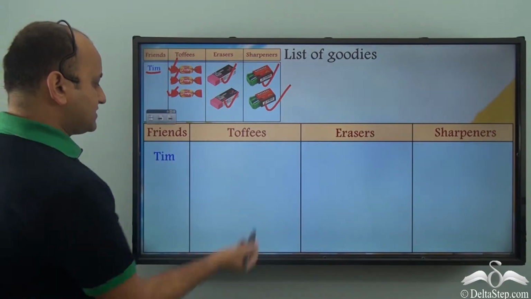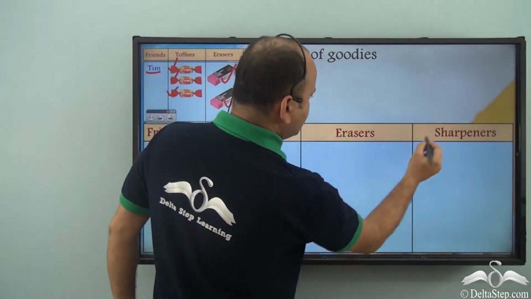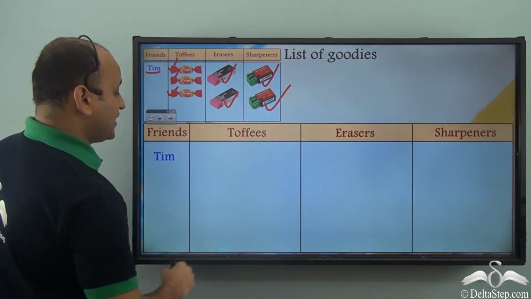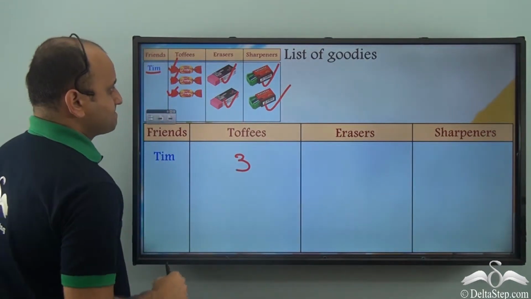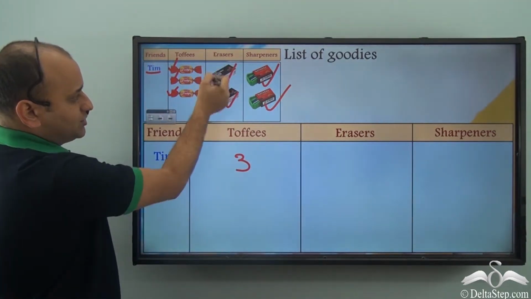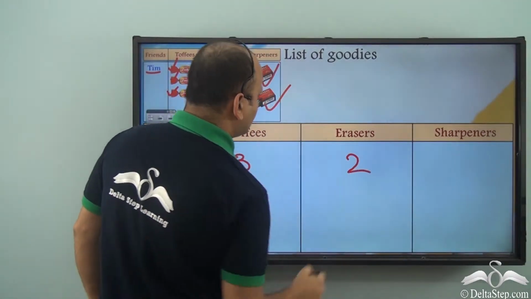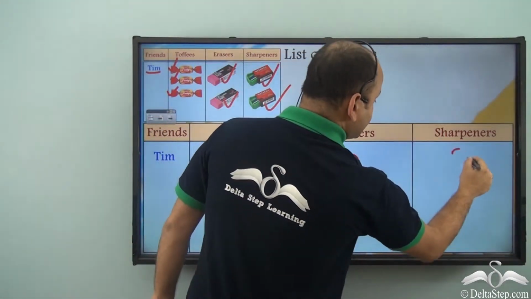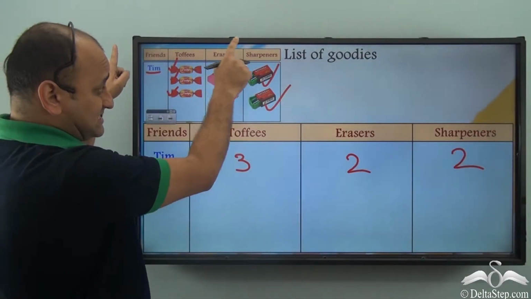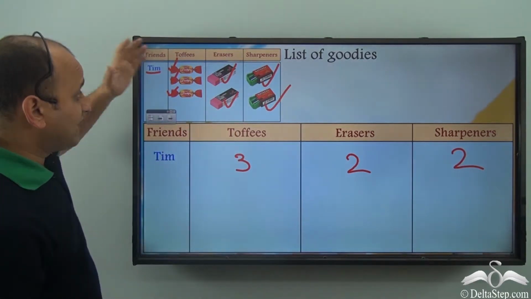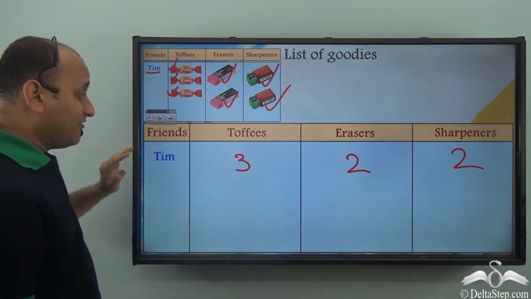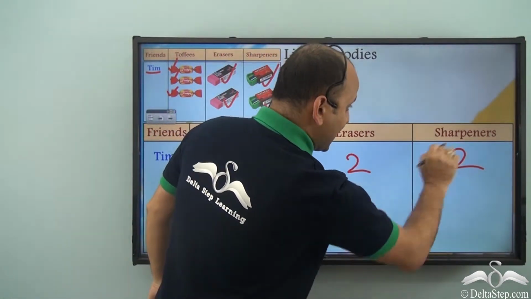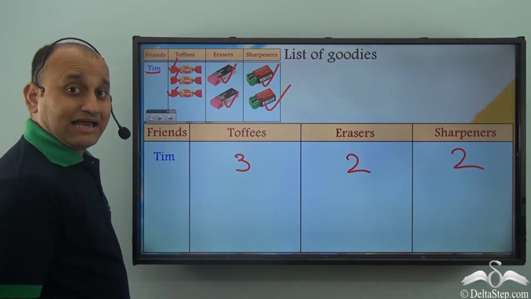So what did he collect? Well, you have toffees, erasers and sharpeners in this table already. So he collected 3 toffees, right? So 3. How many erasers did he collect? 2. And what about sharpeners? Well, he collected 2 sharpeners. So from this pictograph, you were able to interpret and find out that Tim collected 3 toffees, 2 erasers and 2 sharpeners.